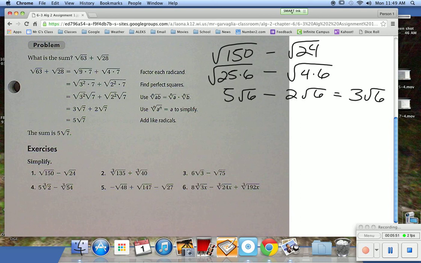These are just the same thing. Okay, got it? Let's take a look at the second page.